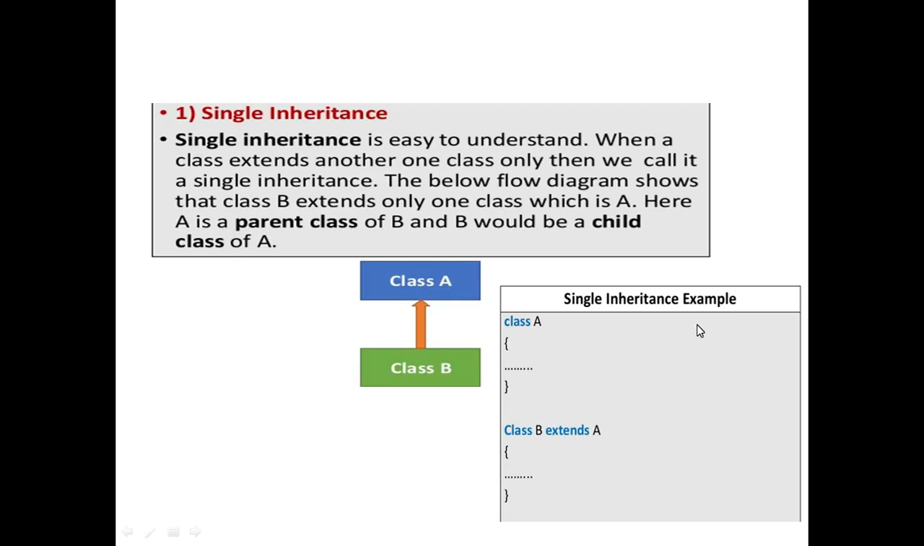Now here we can see the particular types one by one. Single inheritance is easy to understand. When a class extends only one other class, we call it single inheritance. The flow diagram below shows class B extending class A. So the parent class is class A and the child class is class B. Class A has its body, and class B extends class A. So A is a parent, B is a child. This is single inheritance.